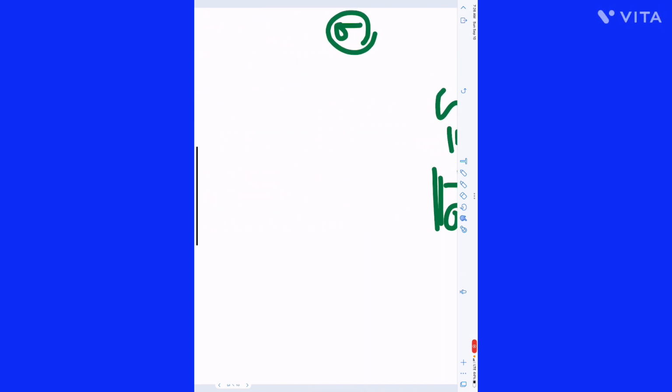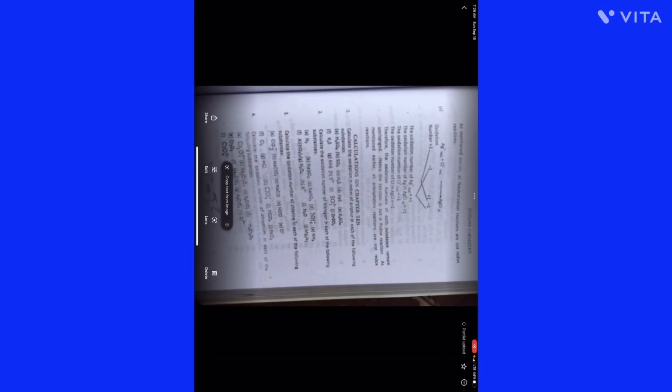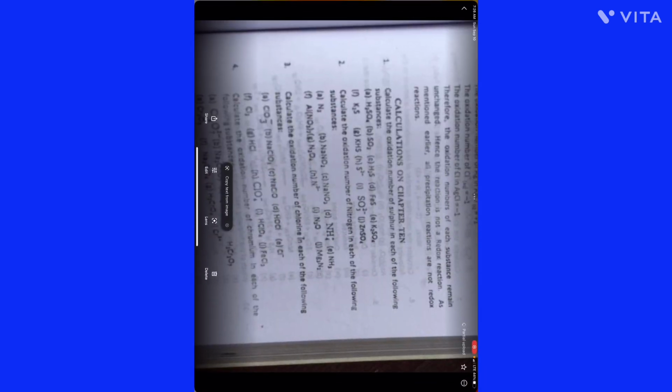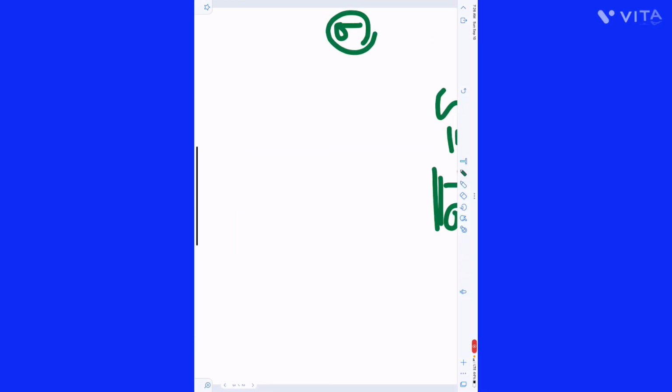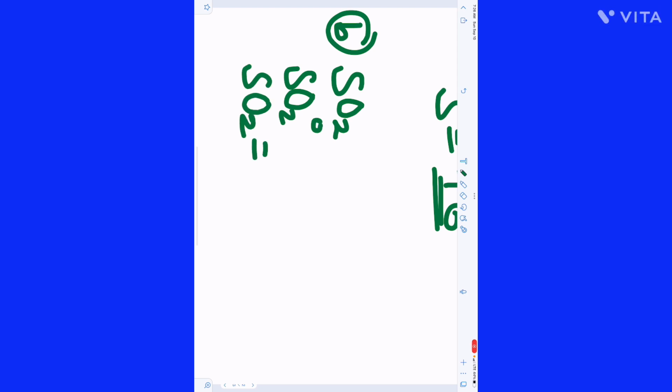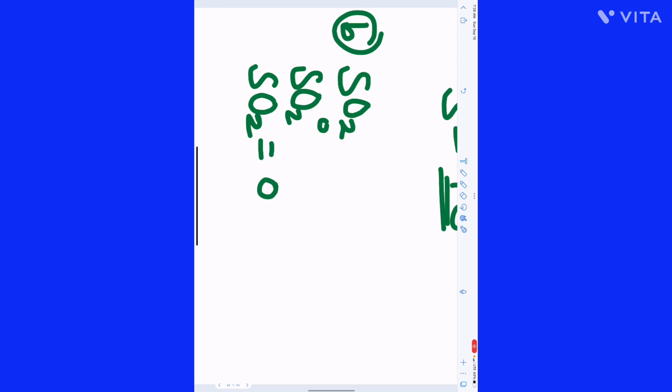Question B. In question B, the compound is SO2, I mean, sulfur 4 oxide. Now, the oxidation number of sulfur in sulfur 4 oxide. Sulfur 4 oxide is SO2. There's no charge on it, so the total charge on the compound is 0. That means SO2 is equal to 0.